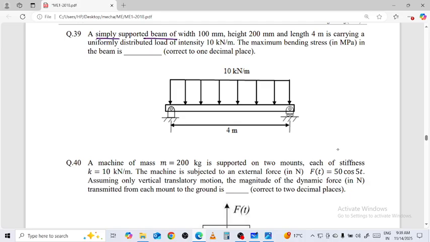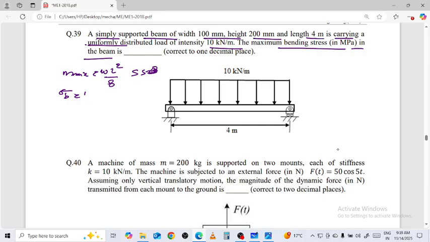A simply supported beam of width 100, height 200 millimeter, length 4 meter is carrying a uniformly distributed load at a density of 10 kilonewton. Maximum bending stress in the beam? So M max for a UDL on a simply supported beam is WL square by 8, and sigma b is equal to M upon Z, the section modulus.